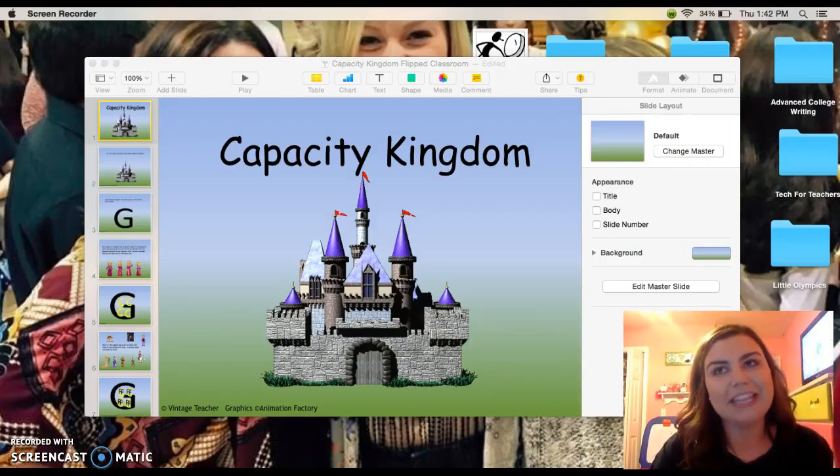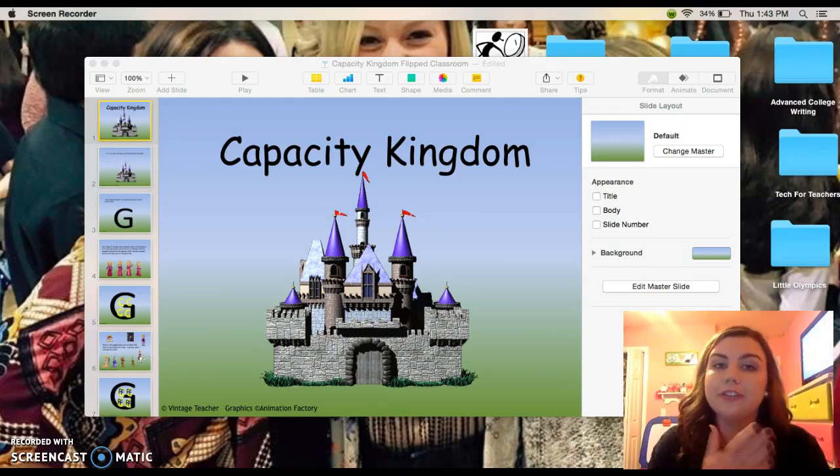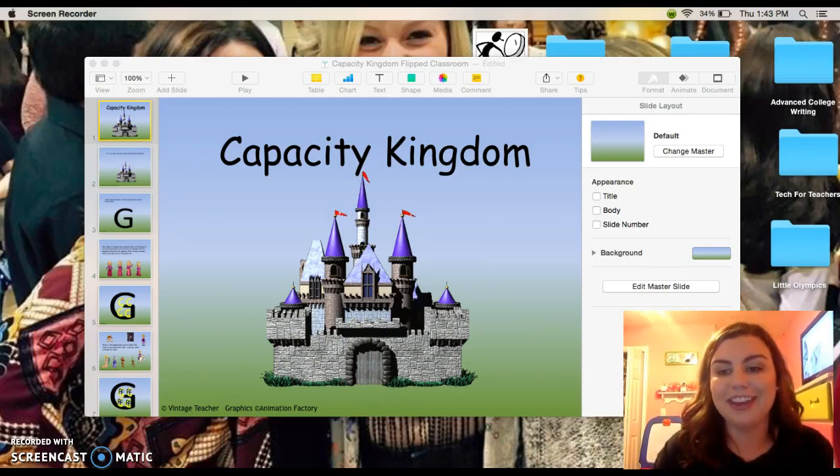Hello class. Yesterday you learned that capacity is the maximum amount that something can hold or contain. And it can be measured in 4 different types of units: cups, quarts, gallons, and pints. Today we're going to learn an easy way to remember how to convert each of these into other units, like how to get from cups to pints or pints to quarts, gallons to quarts, however you're wanting to do it. So get out a piece of paper and a pencil, because there are some things you're going to need to write down during this video.